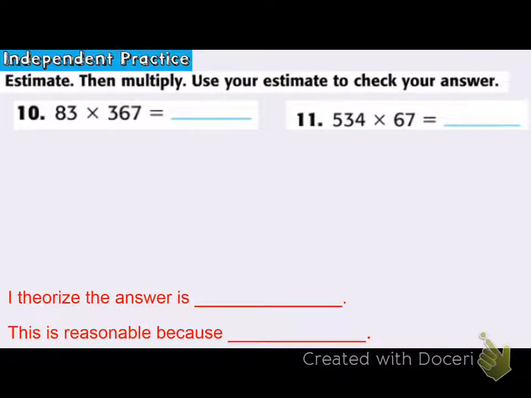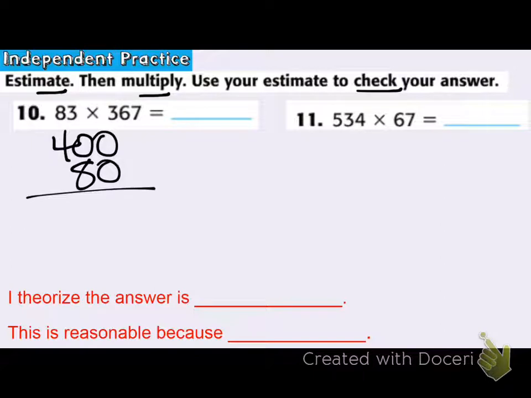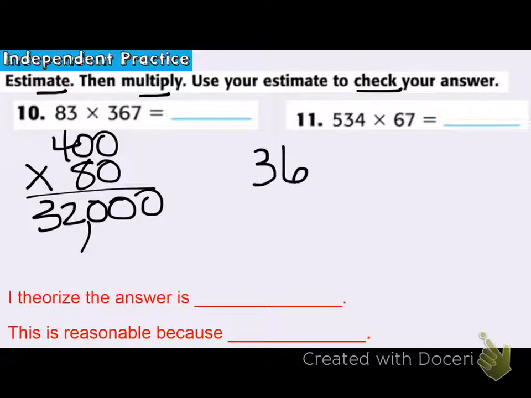All right, we're in independent practice. Notice that the format has changed a little in the problem they're asking. It's still the same steps though. We're going to estimate, multiply, and check our answer. We're going to estimate first. Well, 367 is close to 400. 83 is close to 80. So if I multiply that together, mental math, 8 times 4 is 32. And then there's 3 zeros. I should get something pretty close to 32,000 to be correct. So I'm going to go ahead and start multiplying by the ones place.